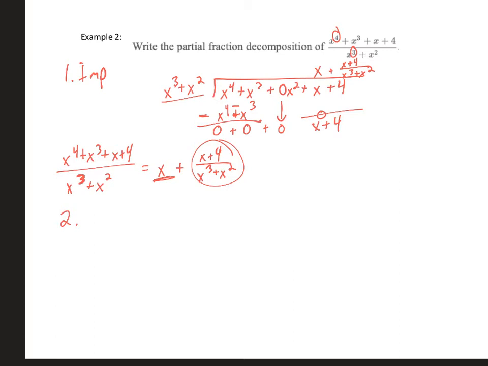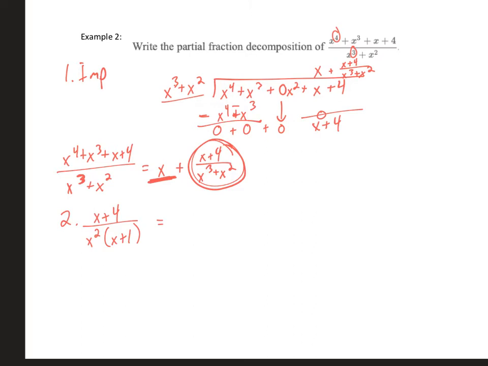So step 2 is to factor the denominator. So we can't forget about this x here because that'll be a part of my answer. My answer is going to be x plus some stuff. I'll need more room than that, so I won't write that yet. But for step 2, I'm only looking at this guy, x plus 4 over, if I factor, I get x squared and then x plus 1.